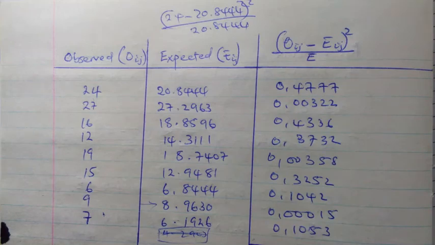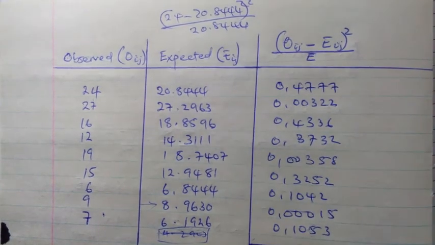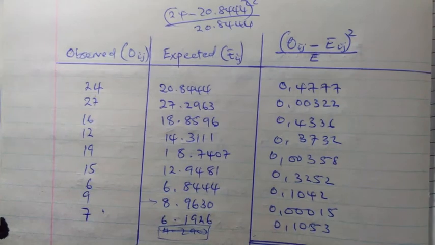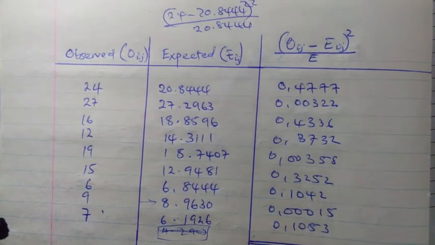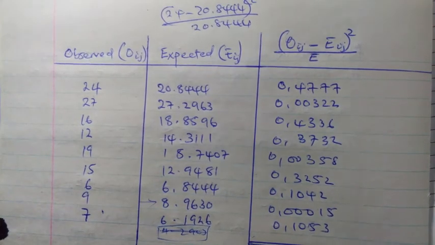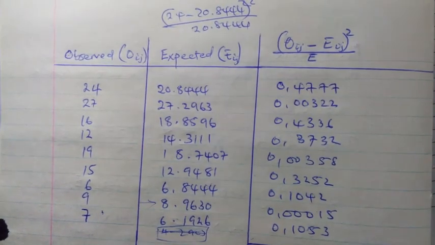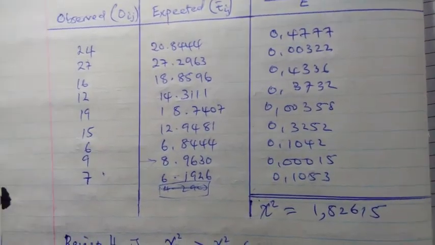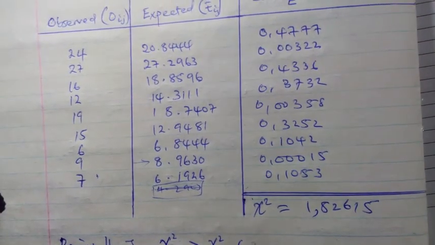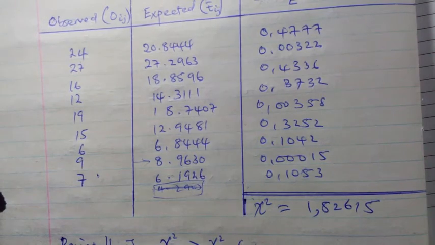The next thing, to get our chi-squared, is to sum the values in this last column. If we sum this, I'm sure we are going to get something like 1.82615. So our chi-squared value will be 1.82615.